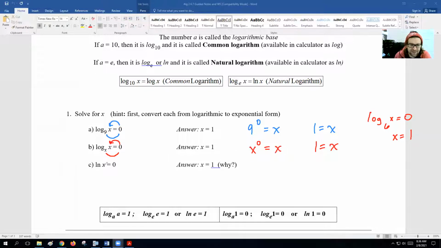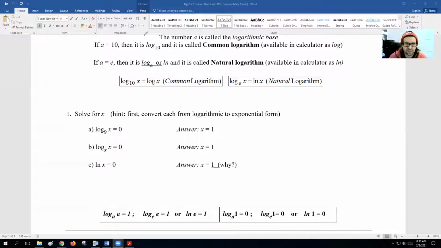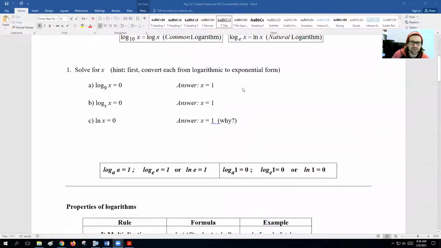And then why is ln of x equal to 0? Why is x equal to 1? Kind of the same thing here. This would be log base e, and if we loop and swoop, we'd get e to the 0 power equals x, and we'd get 1 again. So whenever we have a log or a natural log equal to 0, the x would equal 1. A couple of things to note here is we can actually have a couple of rules that expand off of that. Since log base x of x equal to 0, x would have to equal 1.